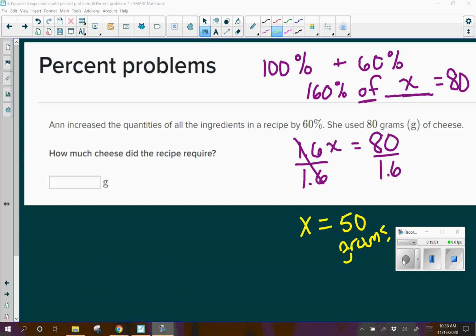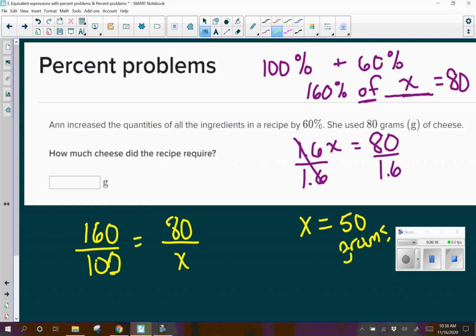Now, if you wanted to solve this using the proportion method, it is possible. You've got to think about it. Well, we know our percent goes over 100, so we can do 160 over 100. And remember, of represents your whole. So we don't know what the whole is, but we do know that the part, which is 60% more, is 80.